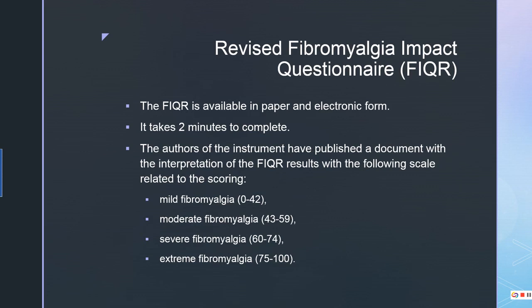The FIQR is available in paper as well as electronic form. It takes the patient approximately 2 minutes to complete. The authors of the instrument have published a document with the interpretation of the FIQR results with the following scale related to the scoring: mild fibromyalgia 0 to 42, moderate fibromyalgia 43 to 59, severe fibromyalgia 60 to 74, and extreme fibromyalgia 75 to 100.